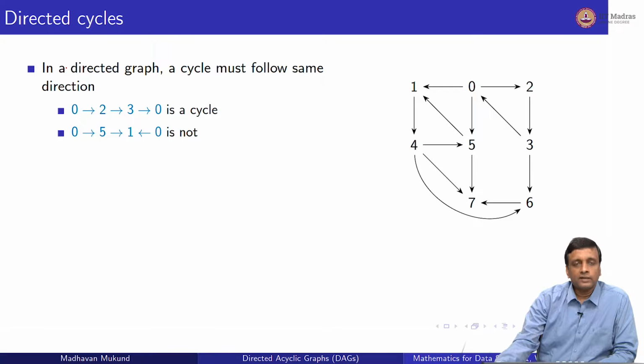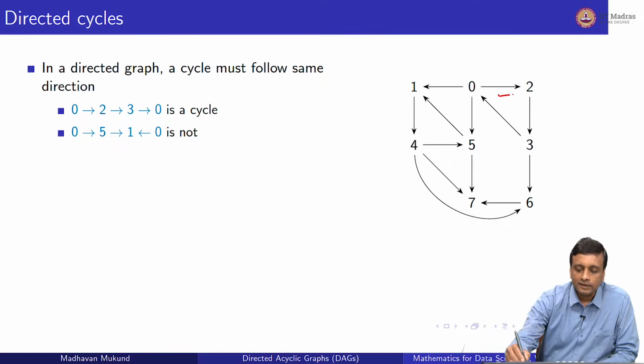So last week we looked at graphs with cycles. We saw that we can use our depth first search and breadth first search to find cycles in graphs, and in particular we looked at directed cycles. We said that if in a directed graph you have a cycle, then the cycle must follow a uniform direction.